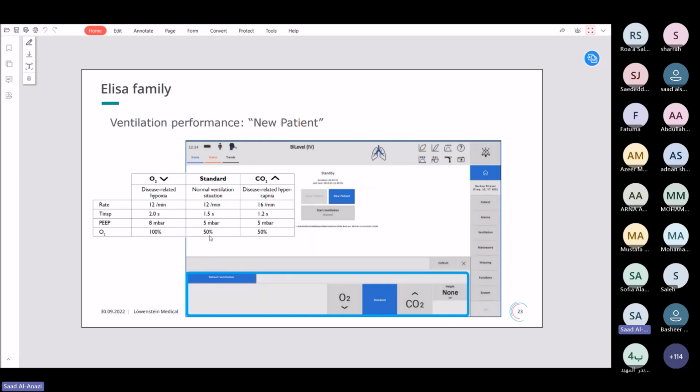and FiO2 50. If you select the oxygen, that means the patient is having an issue with hypoxemia, so the default setting will start with a higher PEEP and higher FiO2. If you select CO2, the patient is having hypercapnia or the symptoms of hypercapnia, so the default setting will start immediately by default with a higher rate, and maybe a higher tidal volume if you select the volume control mode. So this is the new patient.